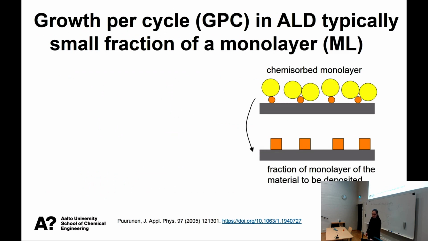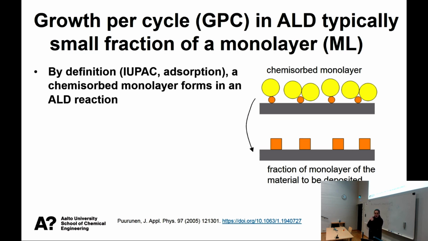Okay, about the monolayer. In the first experiments of Suntola, he got 1/3 of a monolayer. He expected 1, he got 1/3. But that is thinking of the monolayer in terms of the material that he wanted to grow. He wanted to grow zinc sulfide, and you can calculate how thick a monolayer of zinc sulfide is, and he got on average 1/3.